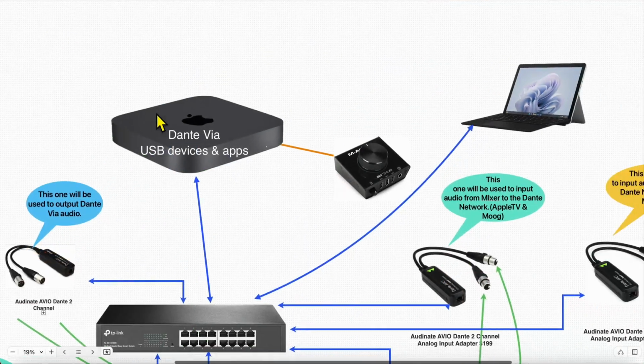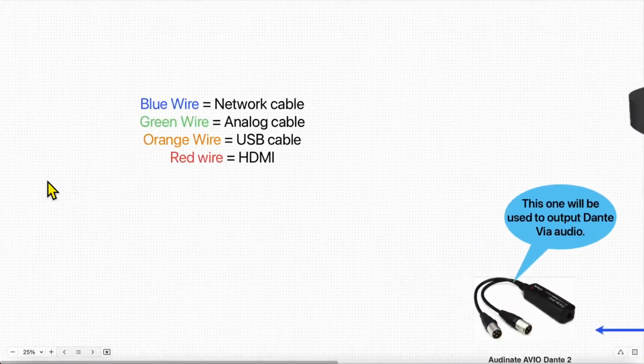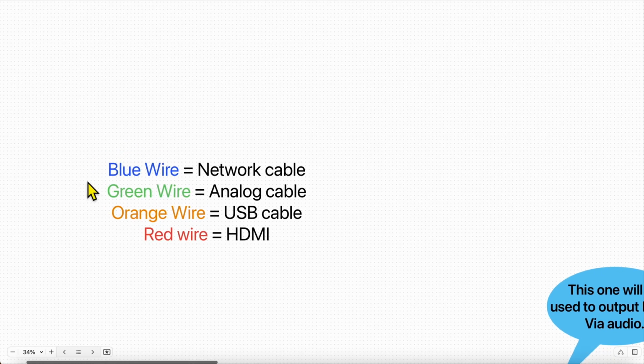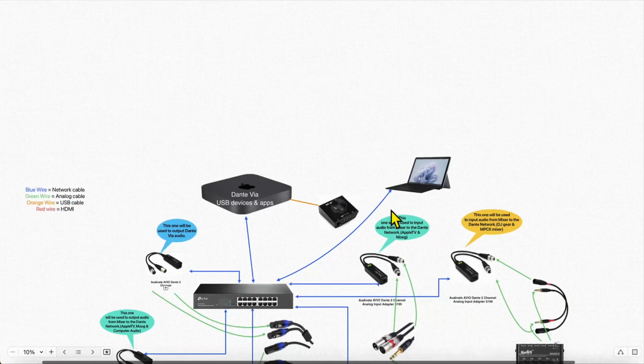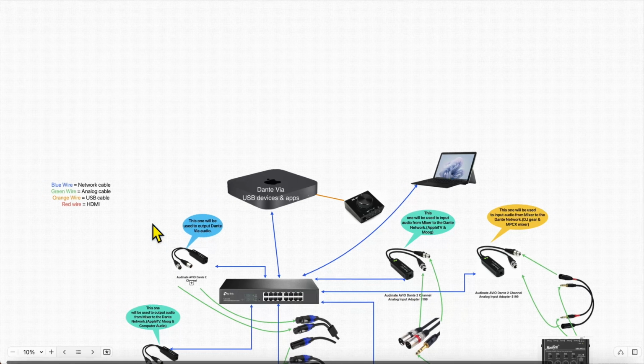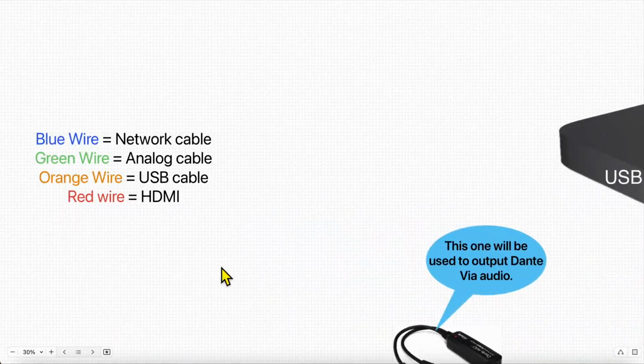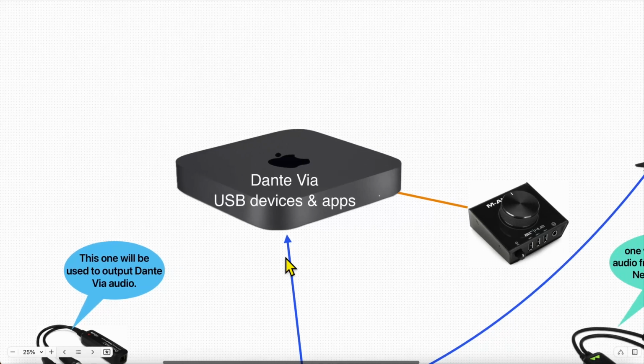So before we get started, I'm just going to show you this little guide here, a little legend. Any blue wires would be your network cabling. Any green wires would be your analog cabling. I don't have any orange or red wires in this example here. Oh, actually, sorry, I take that back. I do have a USB. So any orange wires would be a USB cable. So I do have one.